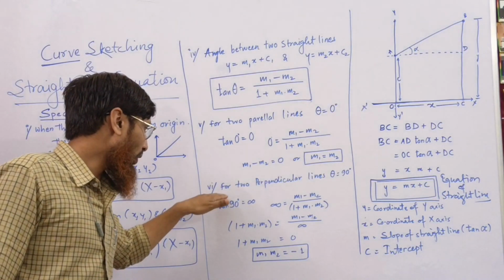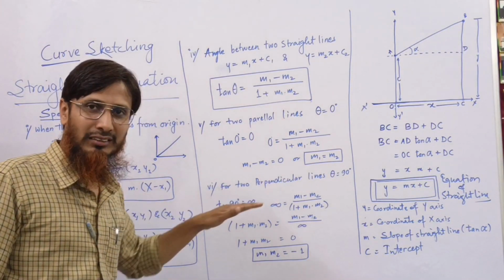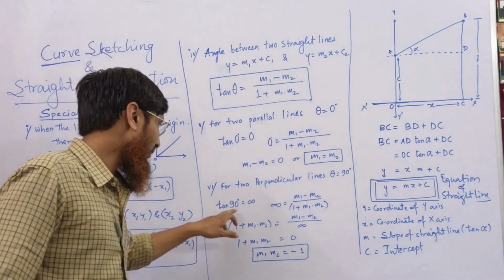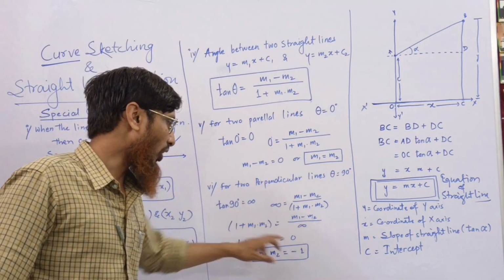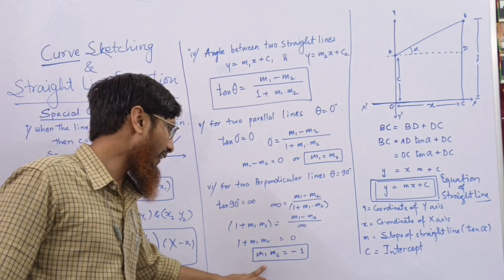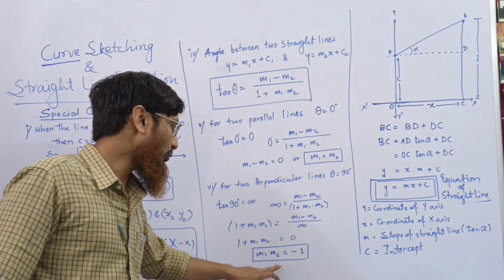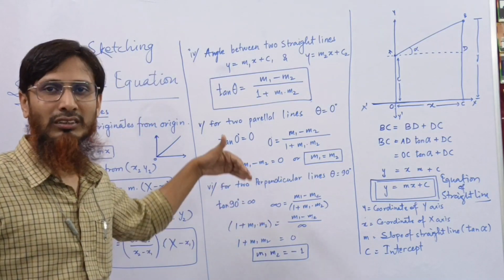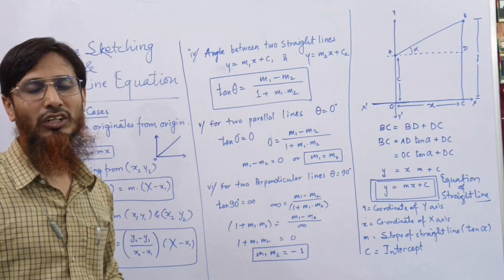But when two lines are perpendicular to each other, when the angle between them is 90 degrees, then tan 90 equals infinity. By solving the equation of angle, we would get m1 into m2 equals to minus 1. This would be the special case for equation of straight line.